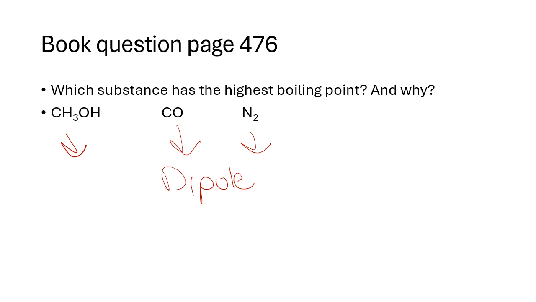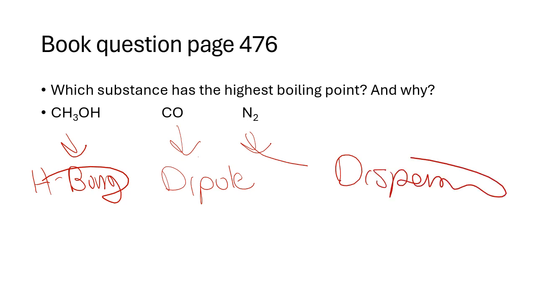So CO is dipole. I want all of them, but CH3OH has H bonds, but you'll see what I mean. And N2 just has dispersion. So you know that, and all these molar masses are going to be somewhat similar. They're not going to be hugely different. So N2 is going to have the lowest boiling point or melting point, and CH3OH or methanol is going to have the highest because it's hydrogen bonding.